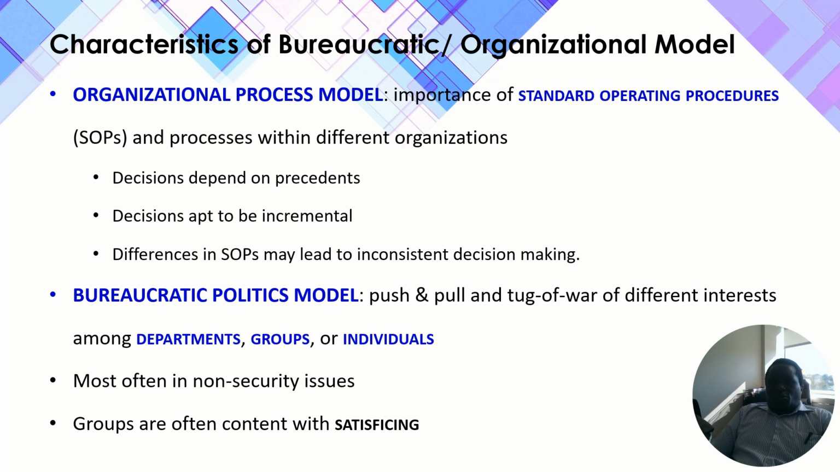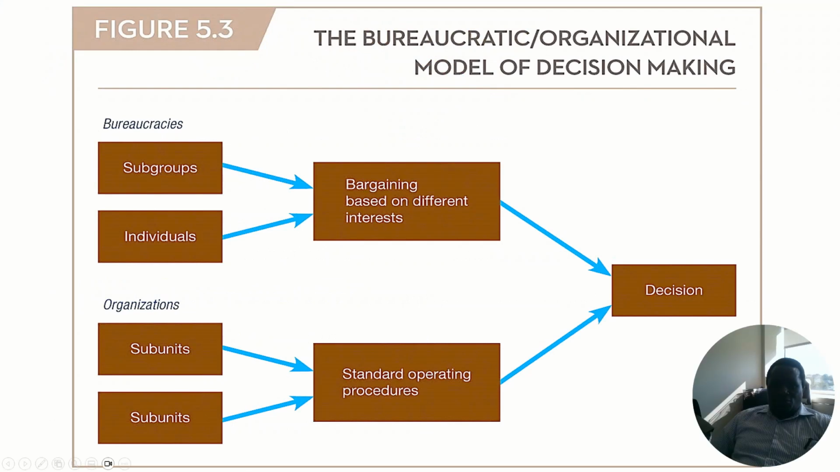There's also the bureaucratic politics model, which is, if you think about the different bureaucracies, departments and groups and individuals, they have different goals and outcomes. So for example, the State Department might want to achieve peace, while the Pentagon, or Department of Defense, is geared for war. So these are two competing potential outcomes. And so these are not necessarily always very efficient decision making.